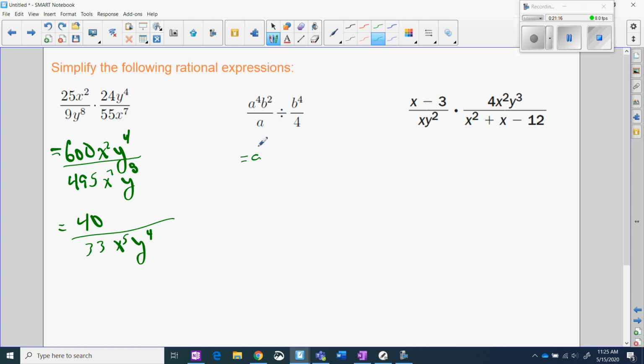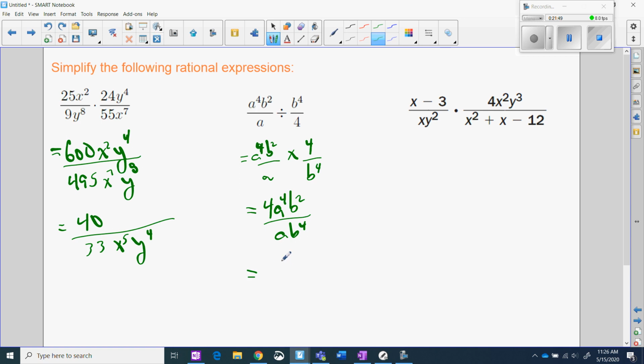Change it to multiplying. A to the 4th, b squared over a, multiplied by 4 over b to the 4th. You could reduce here first, this fraction, that's 4. Very good, it's 4. Or just wait and do all the reducing at the end. Multiply across here. So 4 multiplied by this is just simply 4a to the 4th b squared. Multiply these two together, you're going to get a b to the 4th.